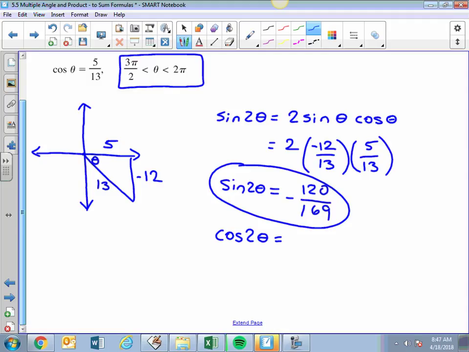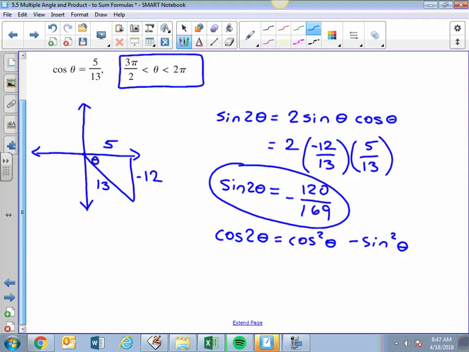You have some different options with the cosine double angle here. The easiest way, I think, would probably be to use cosine squared theta minus sine squared theta. That's not the only way you can do this. You could do it with either of the other ones, but since I know I'm going to have to square these, I'm going to plug the fractions in, square them, and then go ahead and subtract.